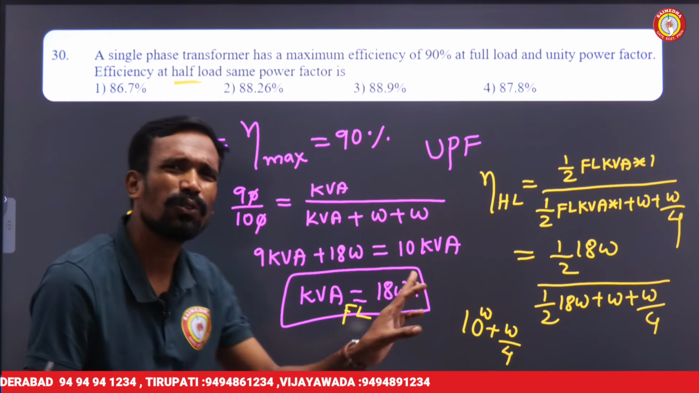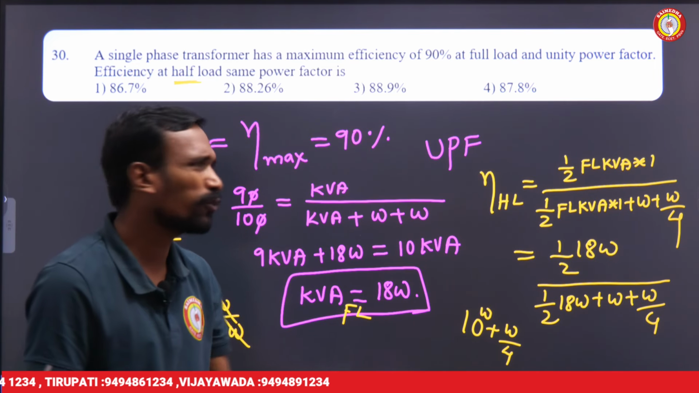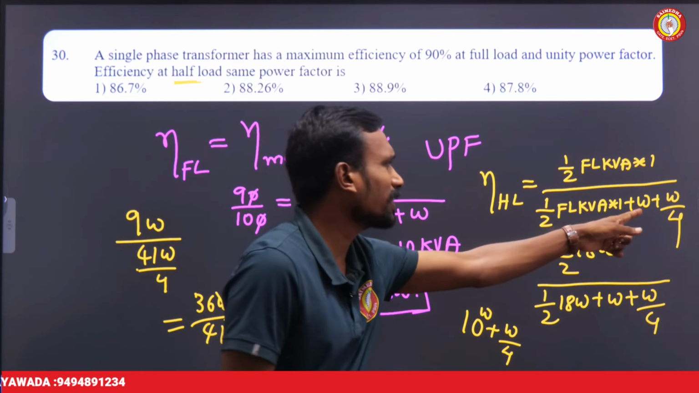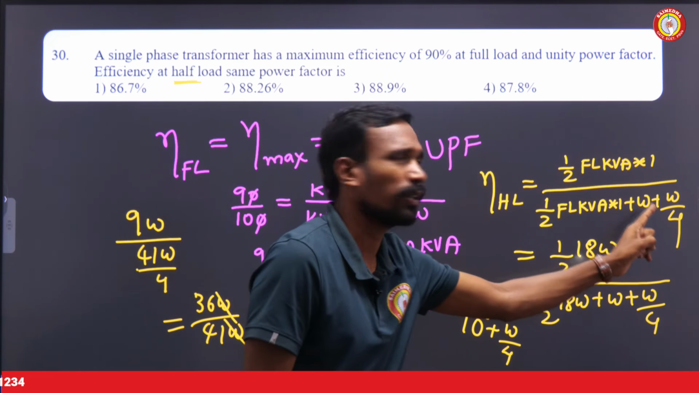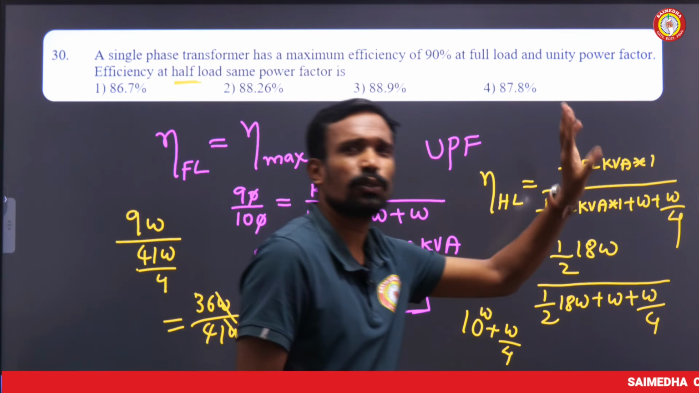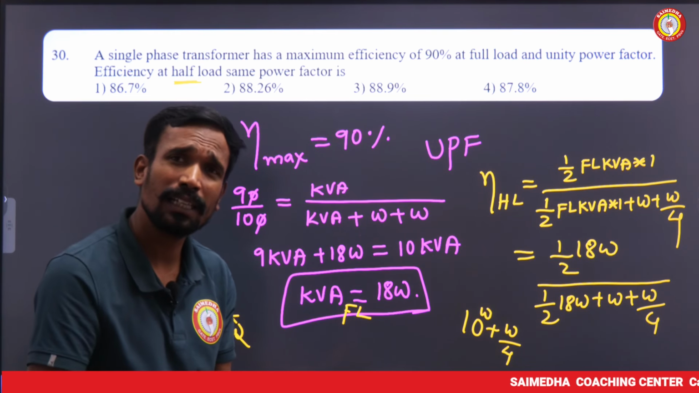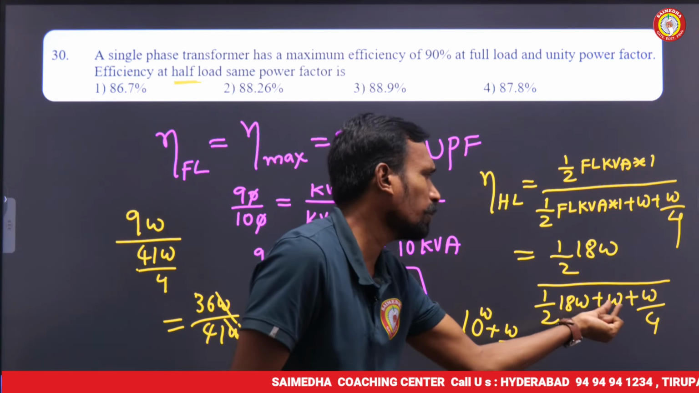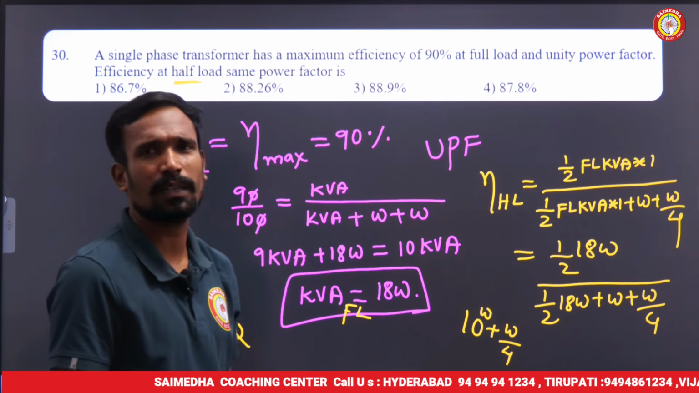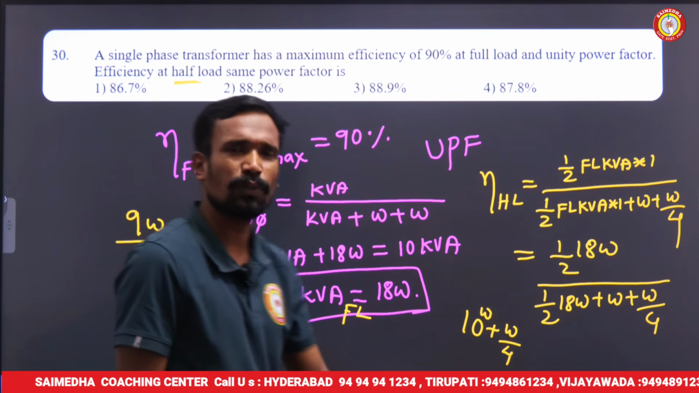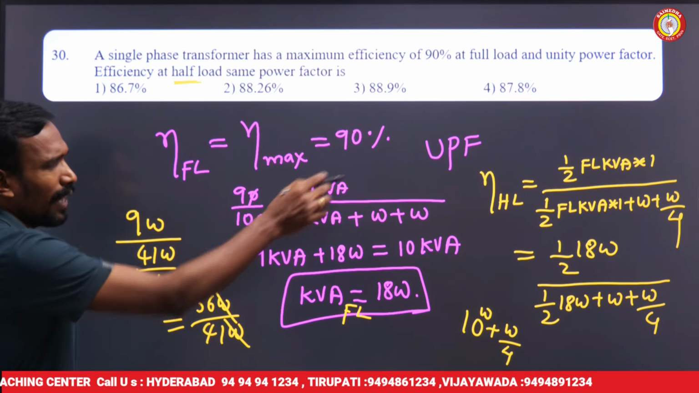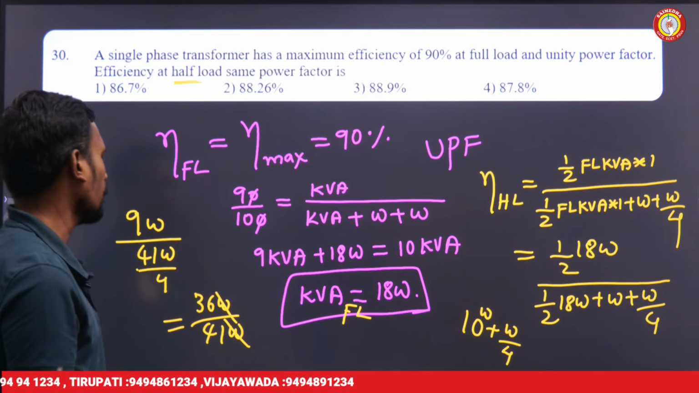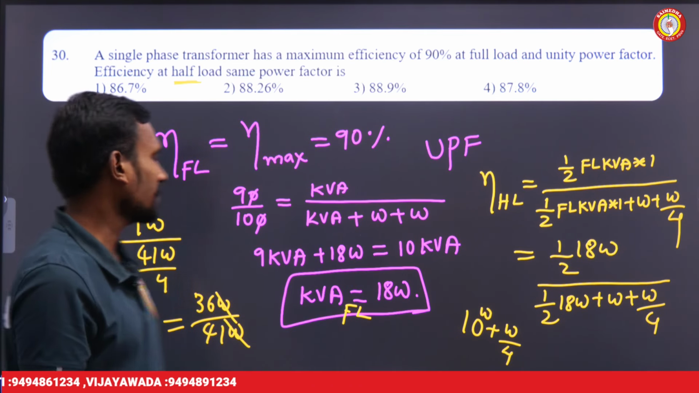I just calculated the full load kVA as 18W and substituted it. Iron losses won't change from full load to half load, but the copper losses will change to one fourth at half load, because 2 square is 4. So 9W plus W is 10W, plus W by 4, which is 40 plus 1, 41W by 4, and the numerator is 9, 4 nines are 36. Sorry, 36 out of 41.